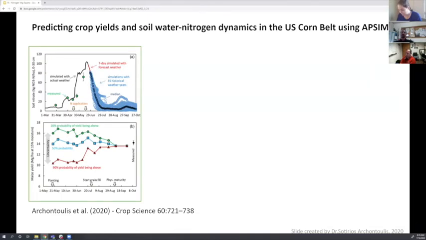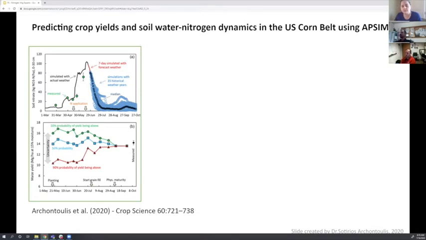Since 2015, we used APSIM to forecast corn and soybean yields and soil nitrate and soil water every week at 10 different Iowa State University research and demonstration farms, which are distributed across the state of Iowa. At the same time, we collected all possible measurements, soil, crop, roots, to check and improve the model accuracy.